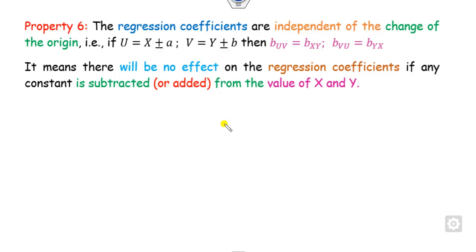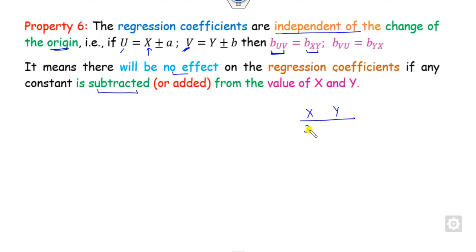Look at this second example. The next property is that the regression coefficients are independent of the change of origin. What is the meaning of the change of origin? If you have the previous variable x plus or minus a, you can change them. Either you can shift towards the right or towards the left, as plus or minus a or plus or minus b. Then the regression coefficients between the new variables u and v are the same as those of x and y. It means there is no effect on the regression coefficient if you add or subtract this.